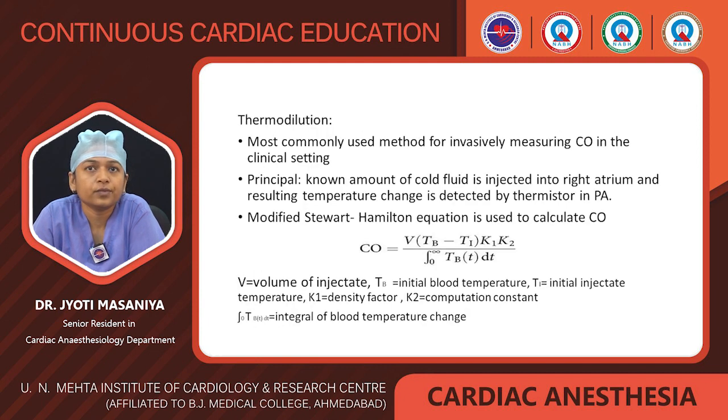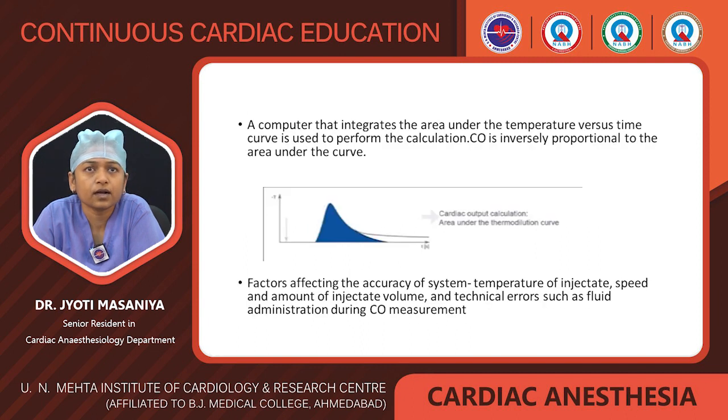The most commonly used method for invasively measuring cardiac output in the clinical setting from the PA catheter is the thermodilution method. The principle of thermodilution is that a known amount of cold fluid is injected into the right atrium, and the resulting temperature change is detected by the thermistor in the pulmonary artery, and it is calculated by the modified Stewart-Hamilton equation. A computer that integrates the area under the temperature versus time curve is used to perform the calculation. Cardiac output is inversely proportional to the area under the curve.